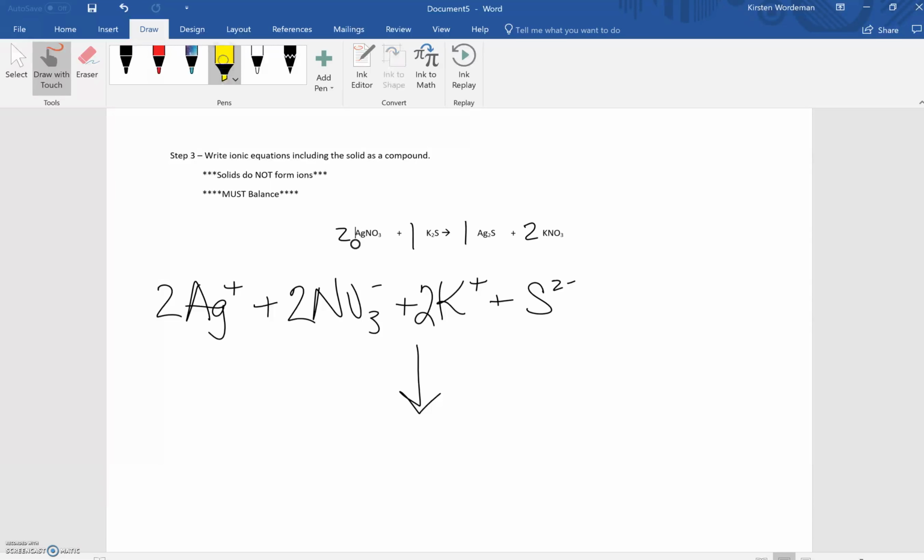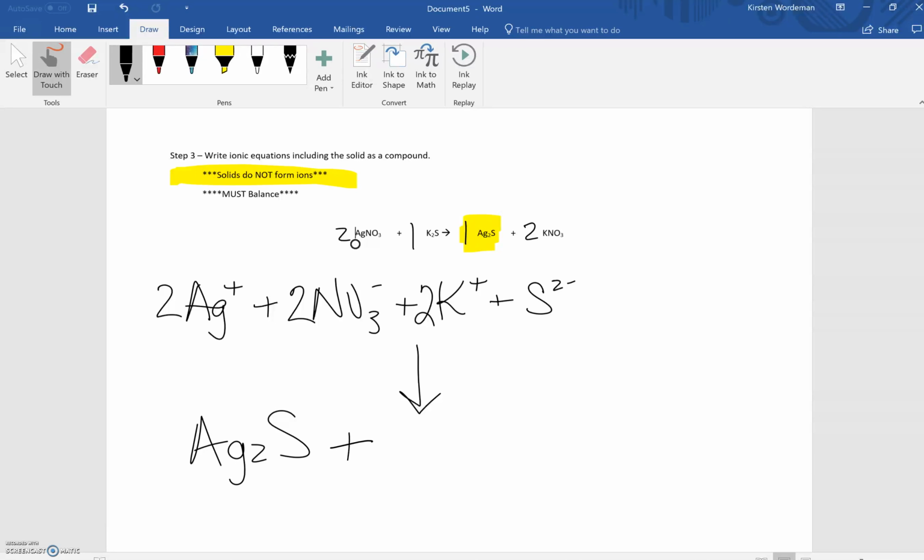Now, one thing that you must be very diligent about is that solids do not form ions. That's why we did the second step, figuring out which one's going to be forming a solid. So that means that our silver sulfide does not break apart in our water. That's because it is solid, it is at the bottom of the beaker, it's not going to be interacting with anything else. So there's your silver sulfide, and you already have one of those.